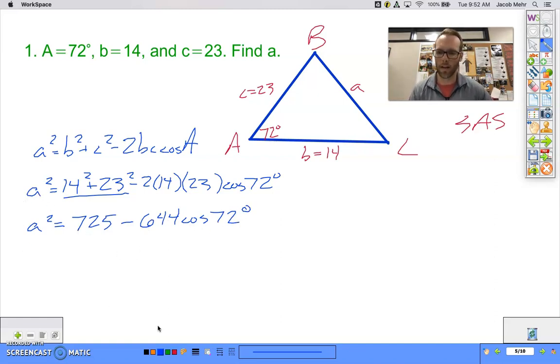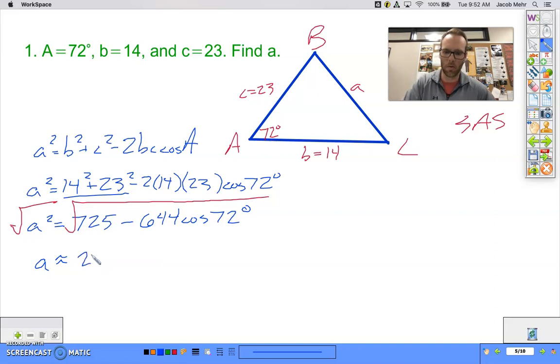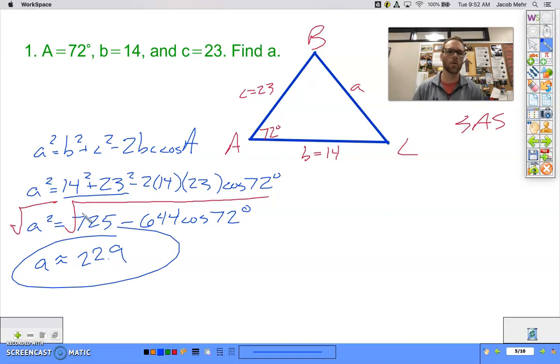Now we're solving for a, so we're going to just take the square root of both sides. And we get a is approximately, and now I can just type this in my calculator, the square root of 725 minus 644 cosine of 72. We get about 22.9.